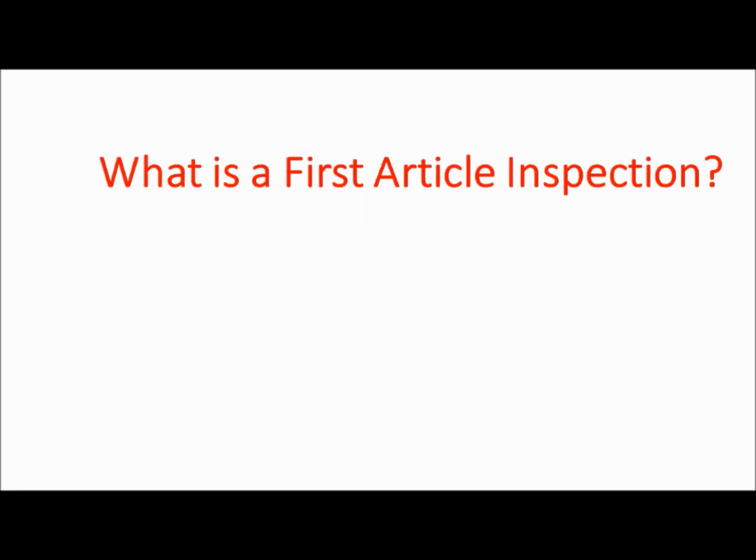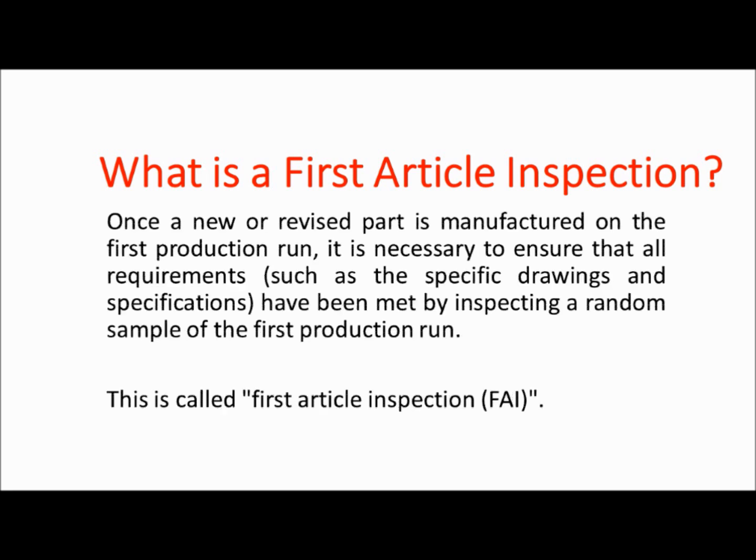What is a first article inspection? Once a new or revised part is manufactured on the first production run, it is necessary to ensure that all requirements, such as the specific drawings and specifications, have been met by inspecting a random sample of the first production run. This is called first article inspection, FAI.